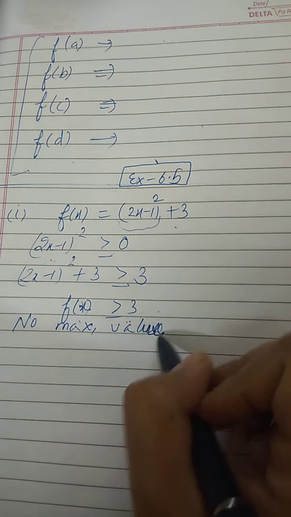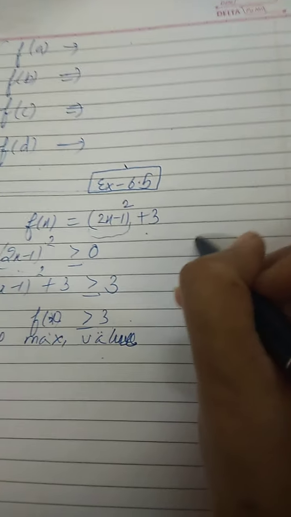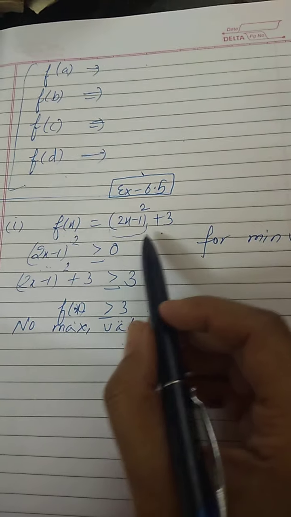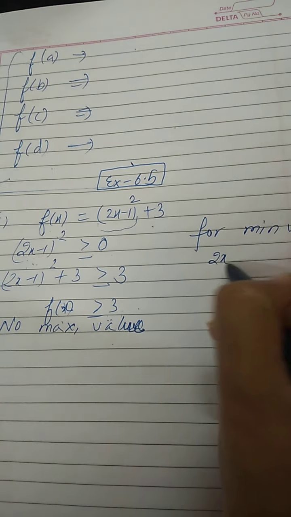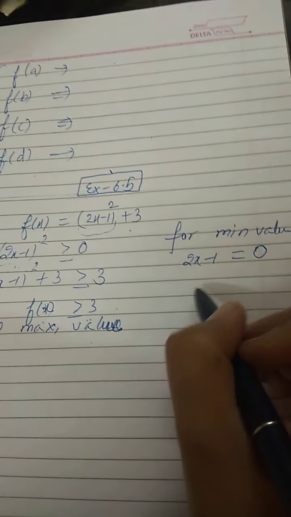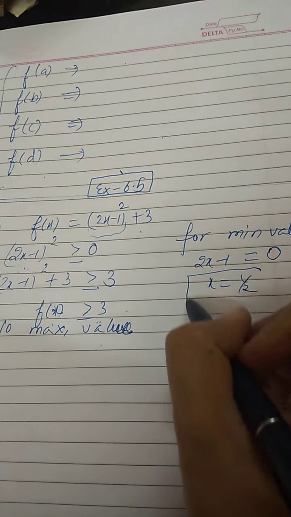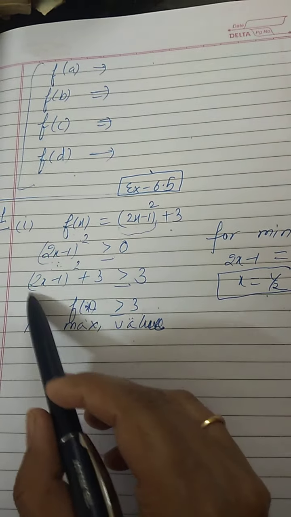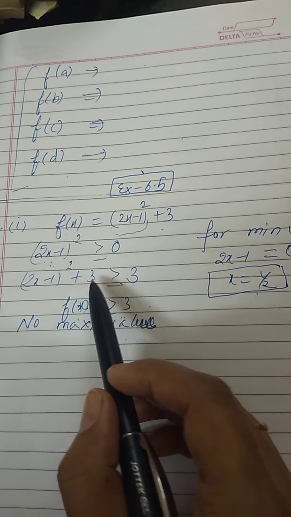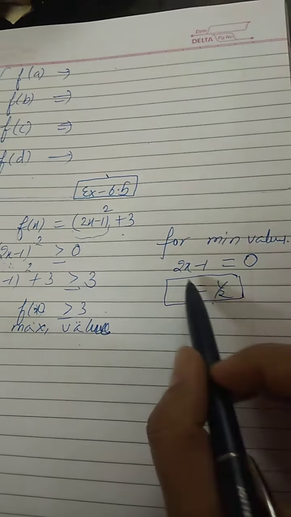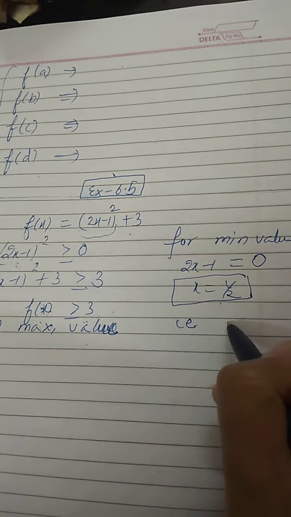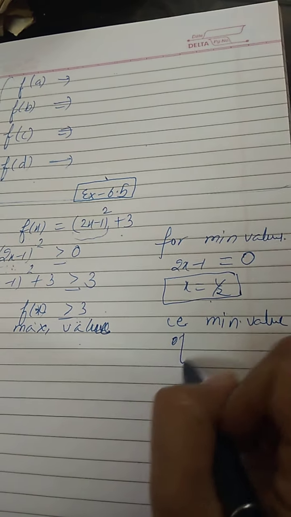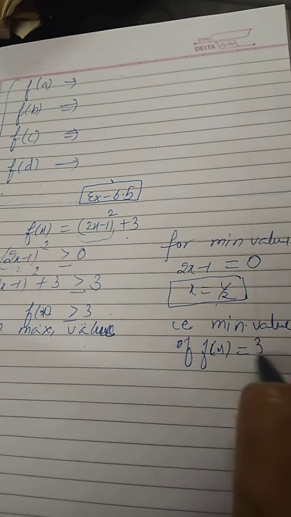but we can find the minimum value. What will be the minimum value? I will write down here for minimum value. We get the minimum value when 2x minus 1 becomes 0. When is it becoming 0? When x is equal to 1 by 2. That means if x is 1 by 2, I substitute here, this term will become 0, and the minimum value that we are getting is 3. So the minimum value of f of x is 3.